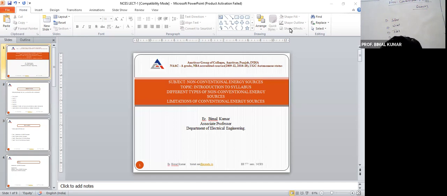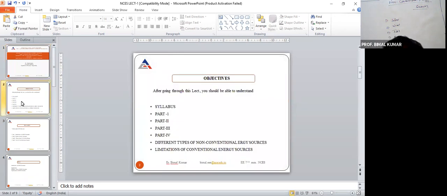So first of all, I think you must be aware of what the conventional types of energy sources are and what the non-conventional types of energy sources are. Whenever we discuss conventional types of energy sources, we will deal with the hydropower plant, thermal power plant, and nuclear power plant. So these are the different types of conventional energy sources.